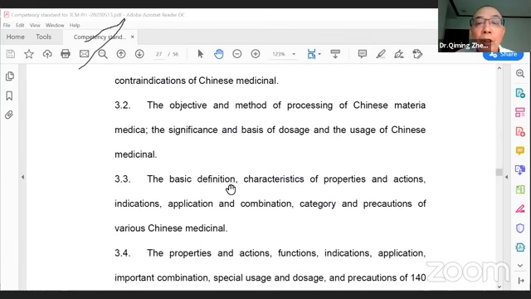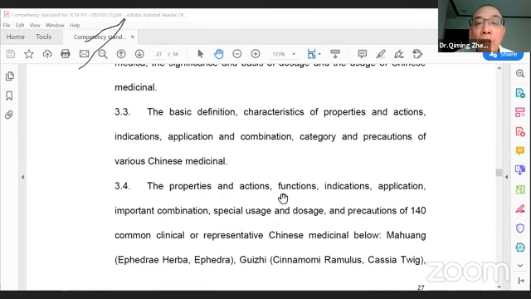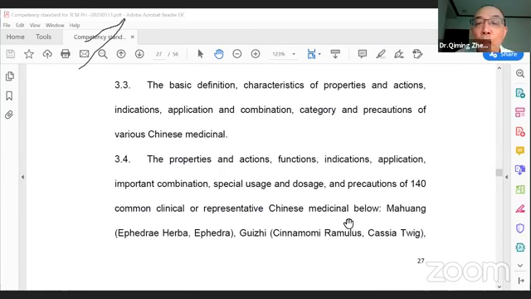The basic definition, characteristics of properties and actions, indications, application and combinations, category and precautions of various Chinese medicines; the properties and actions, functions, indications, application, important combinations, special usage and dosage, and precautions of 140 common clinical or representative Chinese medicines below.